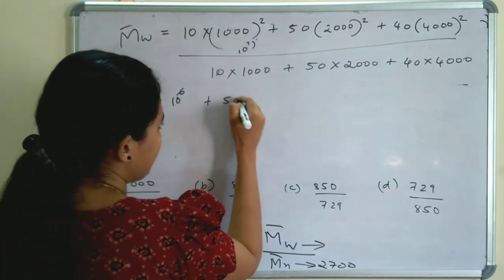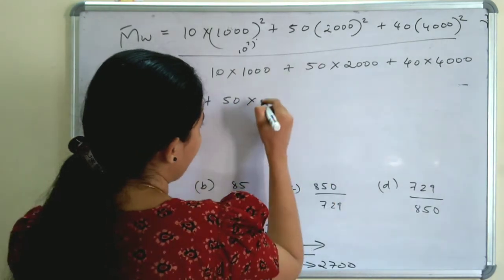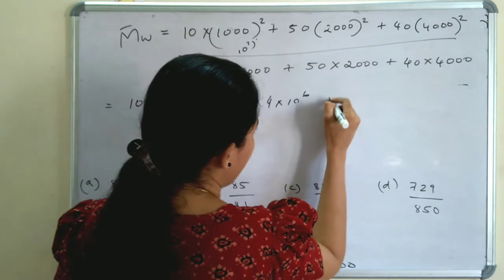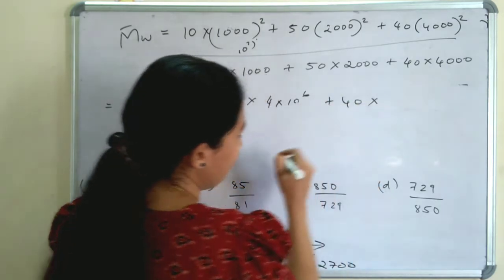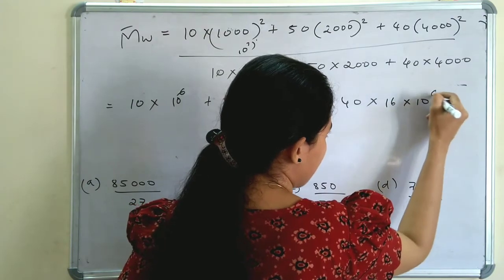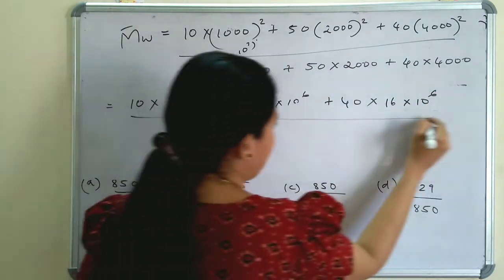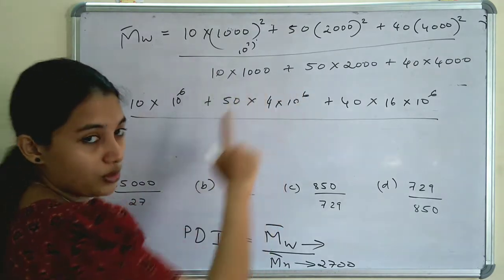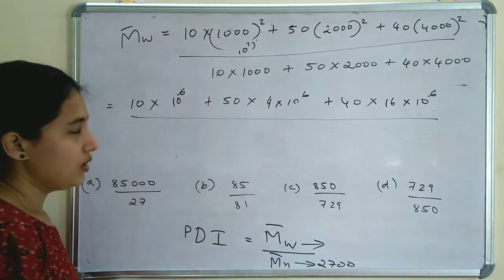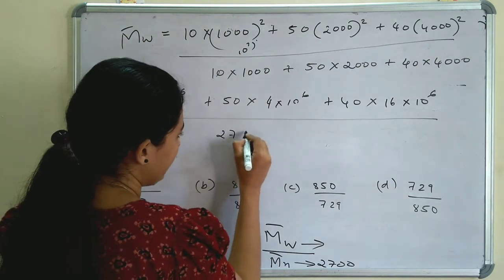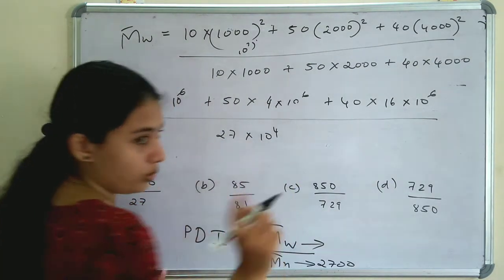Plus 50 into 2 square, 4, so 4 into 10 raised to 6, plus 40 into 4 square, 16, so 16 into 10 raised to 6, divided by 10 into 1000 plus 50 and so on. We already solved this in M bar n, so the value we got is 27 into 10 raised to 4.